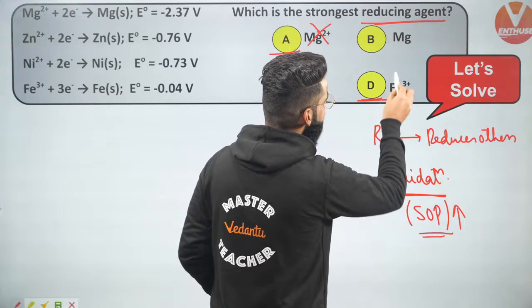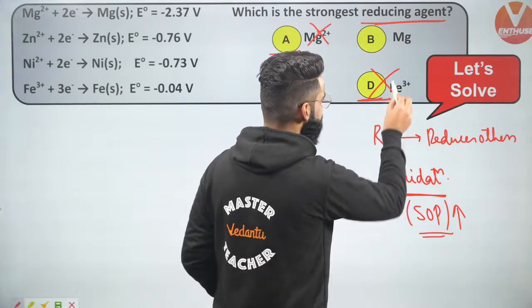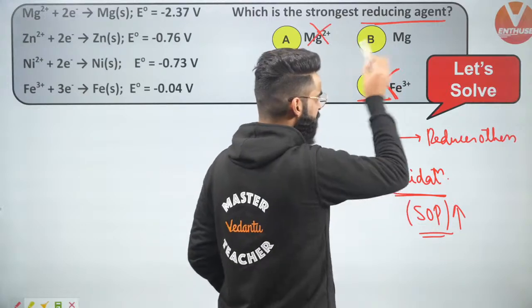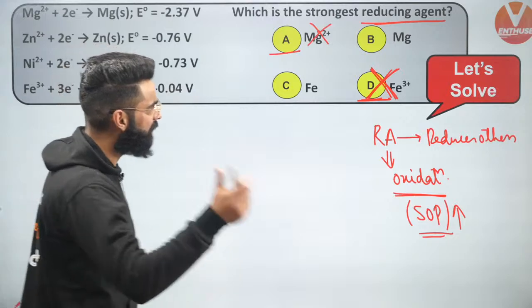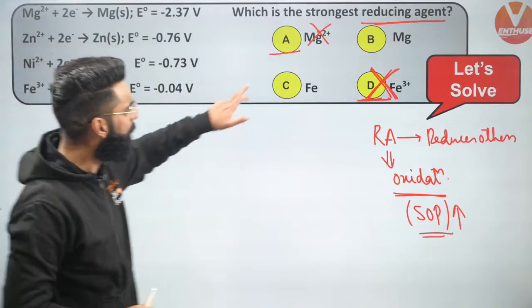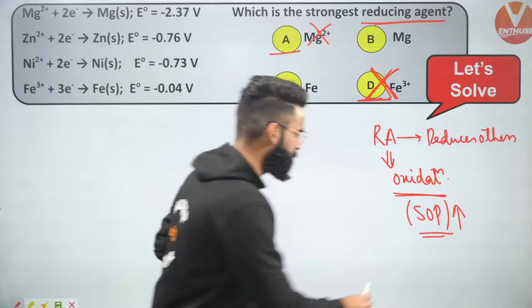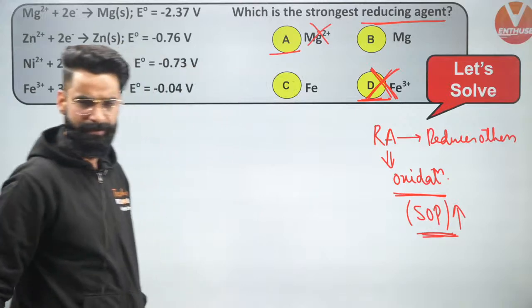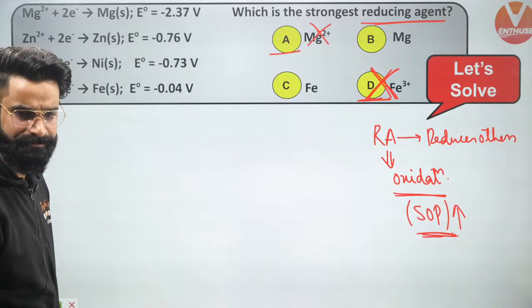Similarly, this iron has already lost 3 electrons. It's already in its maximum oxidation state. So it's not going to lose any further electrons. So it's not going to act as the reducing agent right here. So the answer must be between these two. Now, among iron and magnesium, that one will be the better reducing agent which will have the maximum standard oxidation potential.